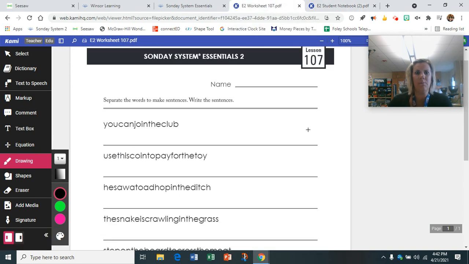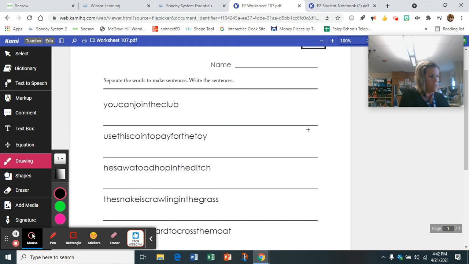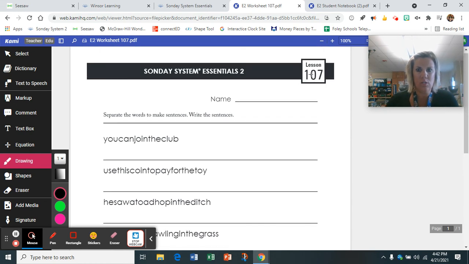We do not have a new skill today, so we're going to move right to our independent practice. Turn to your independent practice page in your Sunday packet. It should look like this. It should have a 107 at the top. Today, what you're going to do is separate the words to make sentences, and then you will write the sentences. The first tool that you'll need is your pencil, and you're going to make lines in between the words to help you know where one word ends and the next word begins.